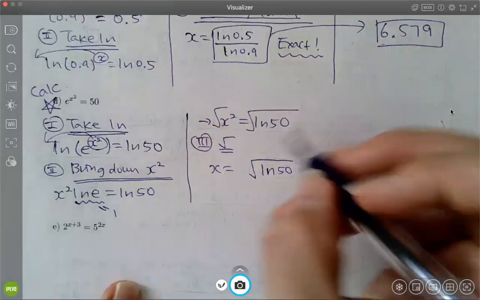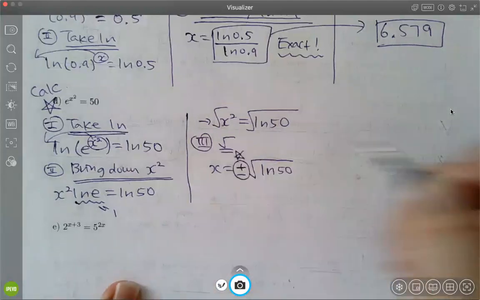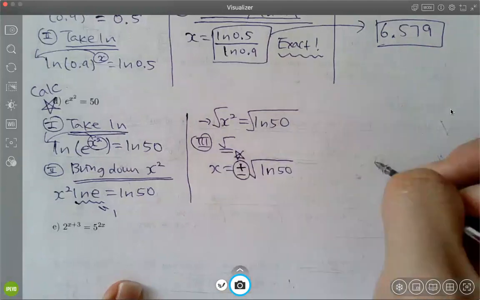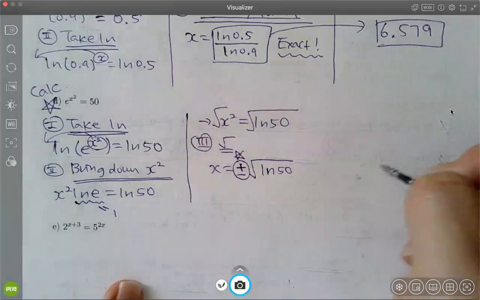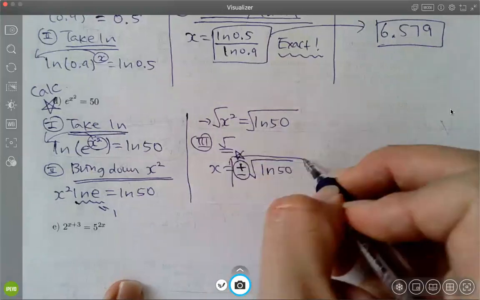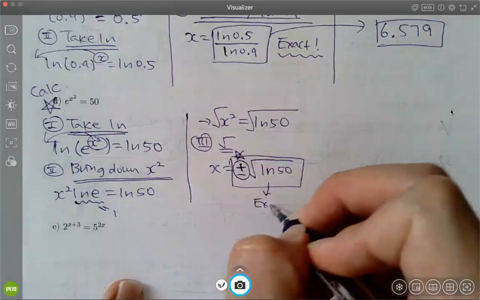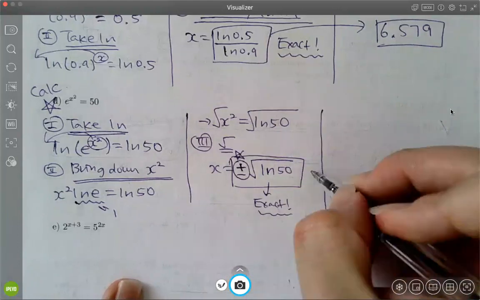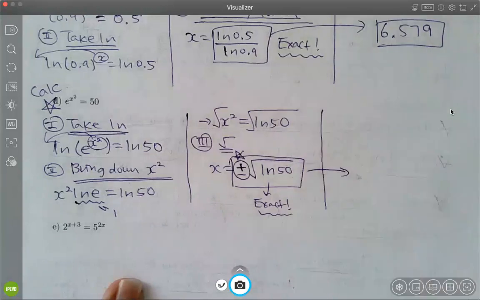That, right? Okay, please don't forget plus minus. Okay, so what's the exact answer? Plus minus square root of ln 50. That's the exact answer. And so what is the approximation? Well, just type square root of ln 50 and then round to 3 decimal places.